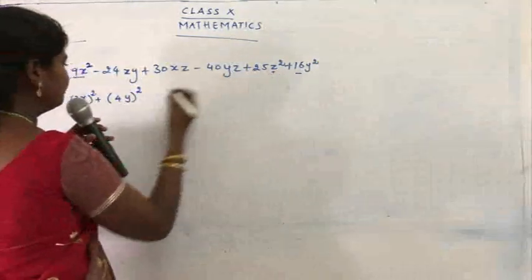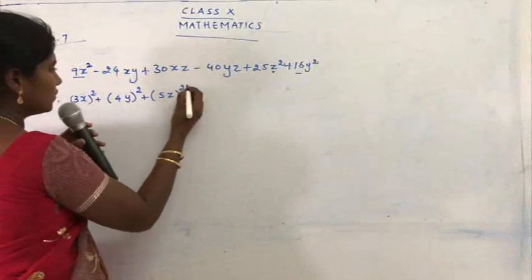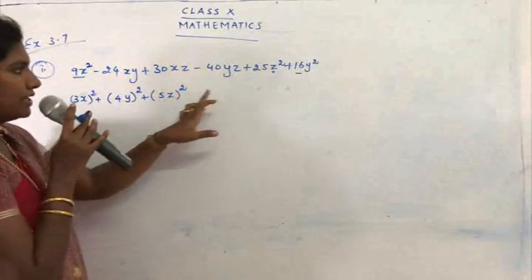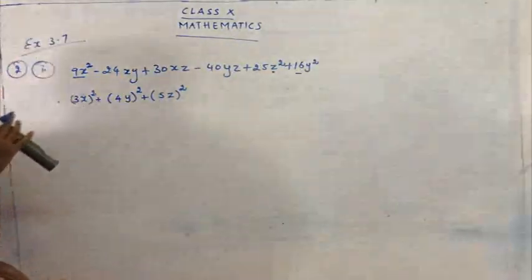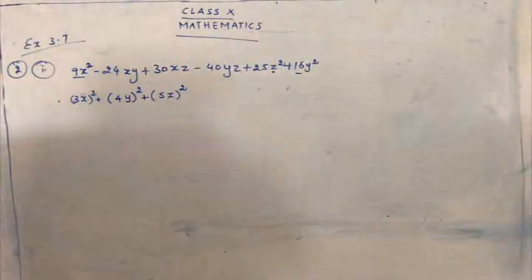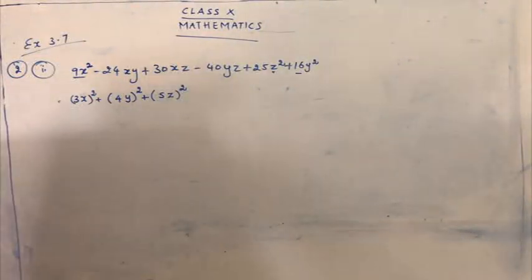Coming to the z part, plus 5z the whole square. See here, 5 5s are 25. Z the whole square is z square. So we have arranged the three terms, but still it's not complete. We have to do some more adjustments. So just wait for the adjustment. Okay, coming to the next part. See here.